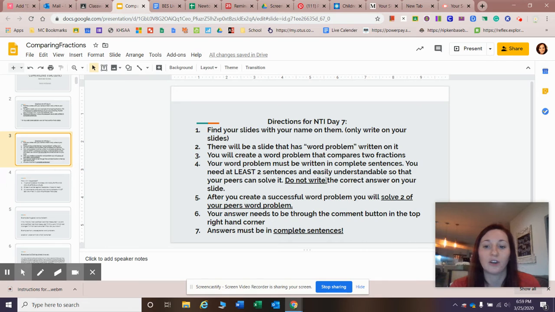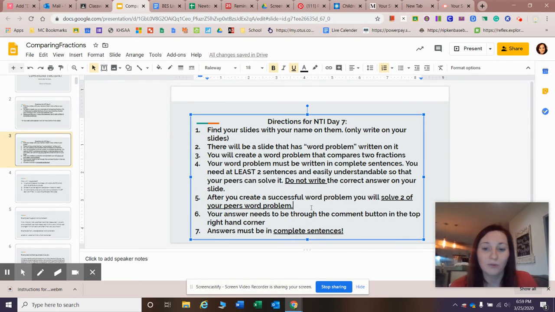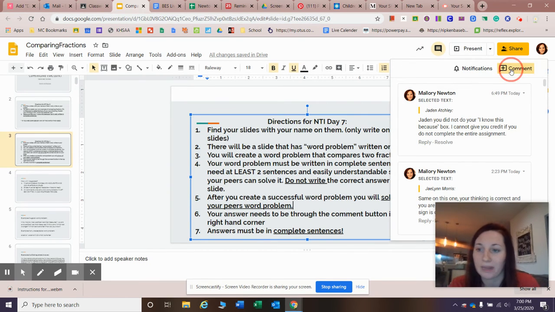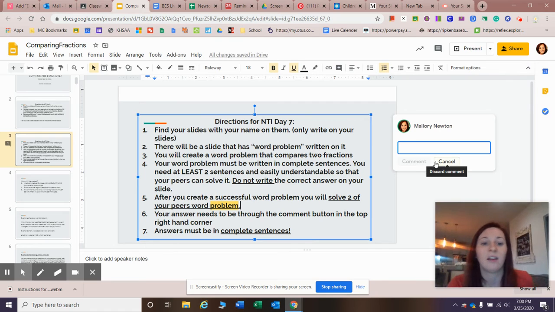Do not write the correct answer on your slide, but you need to have the correct answer to your word problem, because you actually get to go back on your peers' comments and say whether they got it right or not. After you create a successful word problem, you will solve 2 of your peers' word problems. You can do that through the comment button in the top right-hand corner. When you write your answers, they must be in complete sentences. Where's the comment button, you might ask? It's right here. If you put your cursor over it, it says open comment history, and then I go to comment. It'll comment on that person's slides. So whenever I go to answer this question, it needs to be in complete sentences.